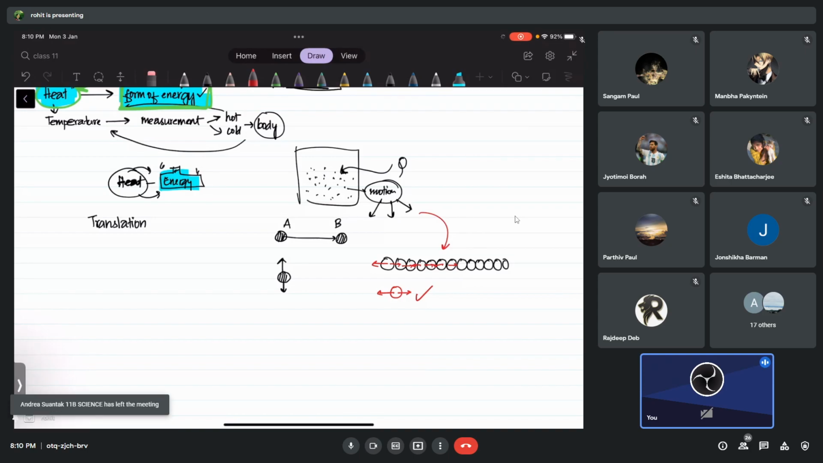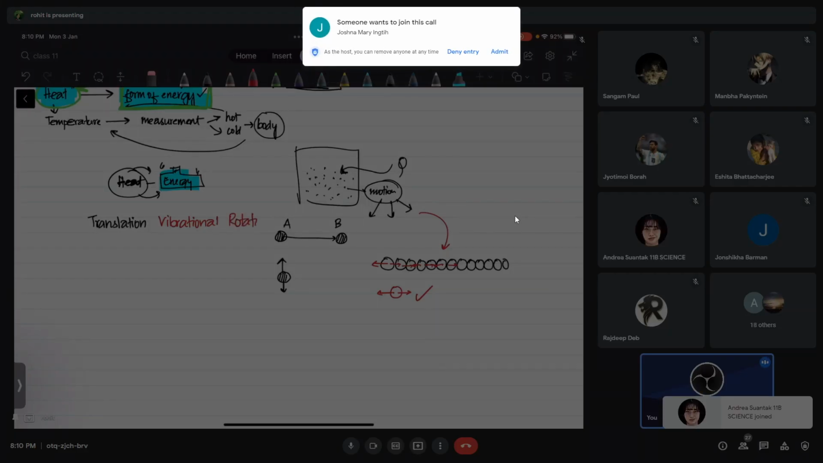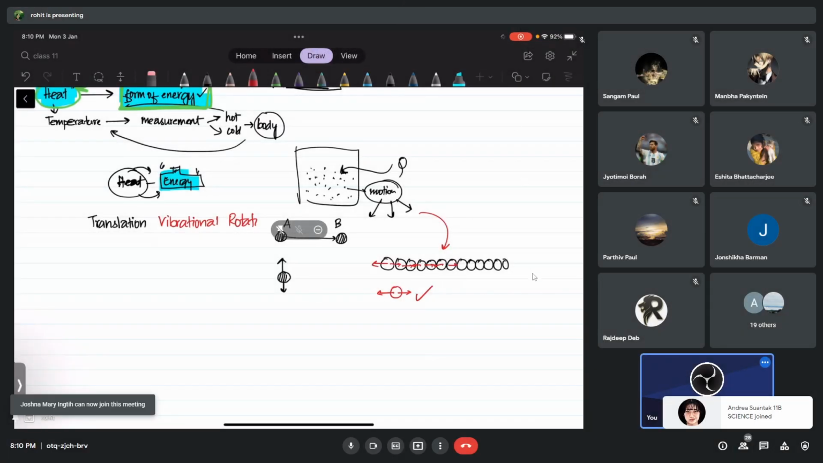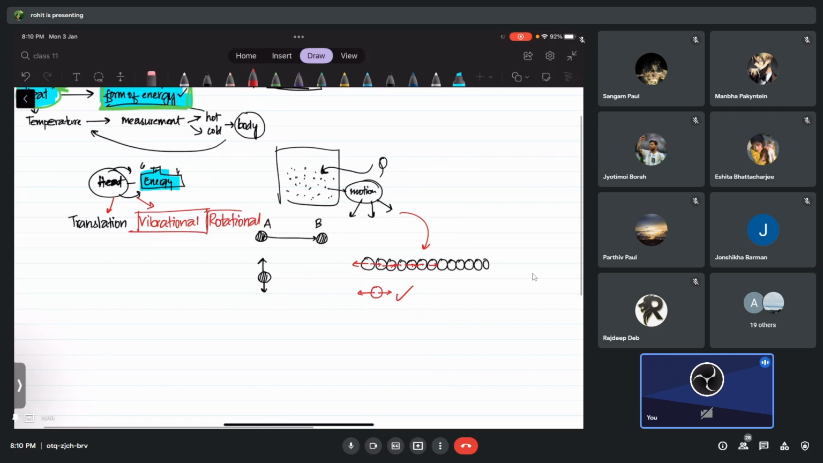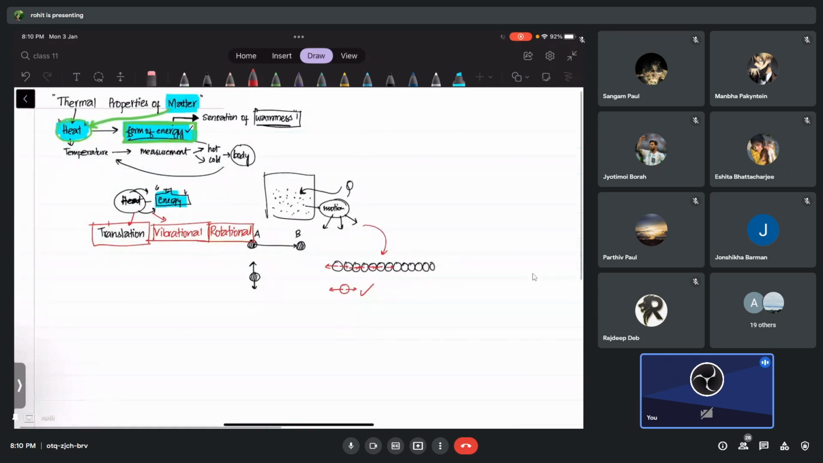Okay, one more type of motion is there. Translational, then vibrational, and what motion, guys? Rotational. So we have translational motion, vibrational motion, and rotational motion. Three kinds of motion are possible for matter when they have a certain amount of energy in the form of heat. So that's the first thing, and then let's just go straight forward.